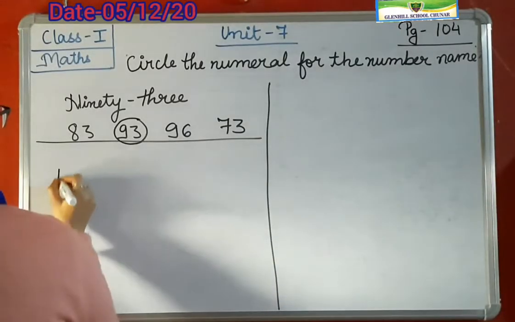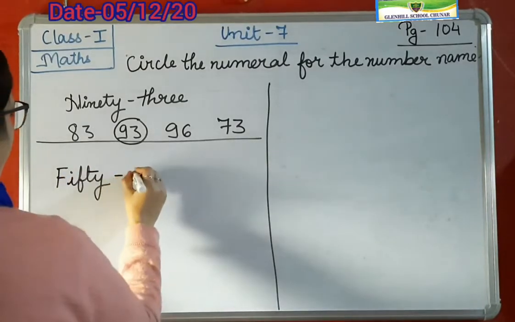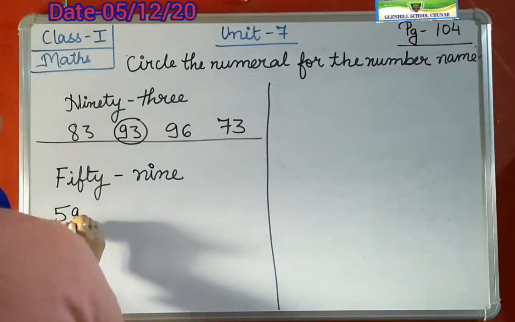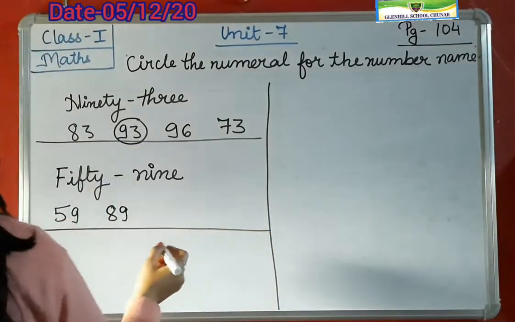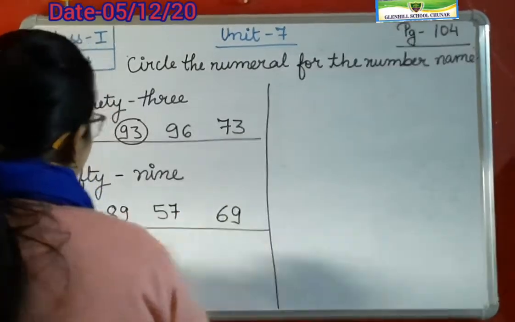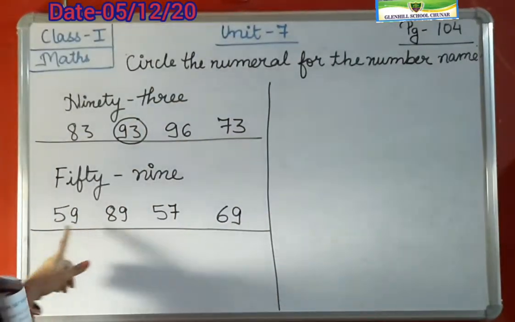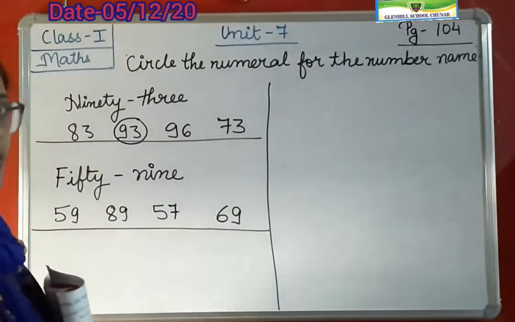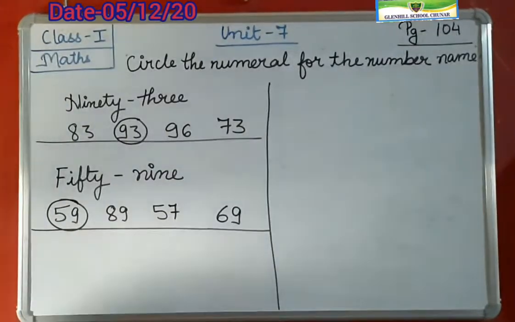Now next. 59. Here it is 59, 89, 57, 69. So can you find 59 here? आप find कर सकते हैं. So it is 59. It is 89, then 57, 69. Okay students. तो आपको क्या करना है? It is 59. So I have done a circle here. Okay.